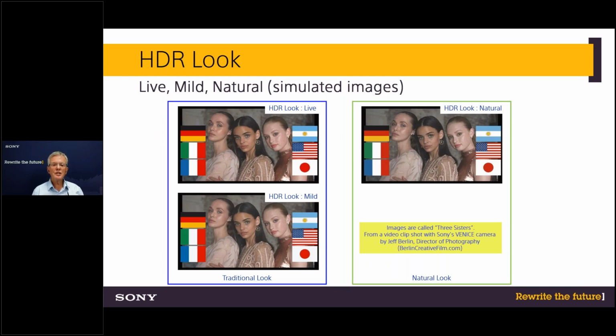You may notice the difference between the more natural look on the right compared with the more saturated, higher contrast traditional images on the left, especially for the live look with its higher contrast and more saturated image that has a closer look to that of existing standard dynamic range images that also exhibit the traditional look.